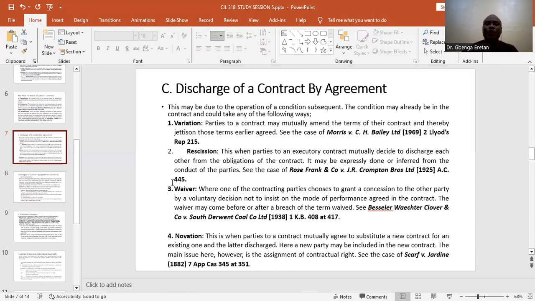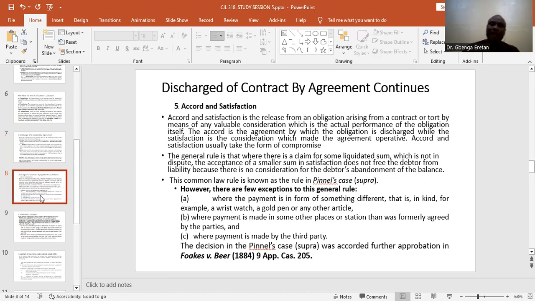Then we also talk about novation. Novation simply means when a new contract substitutes an old, existing contract. Novation arises where parties use a new contract to substitute the existing contract or an old contract. So that new contract is a novation of the old contract that has been in existence. But what is peculiar is that the new contract that is brought into existence will now have its own terms and conditions contained in that contract.